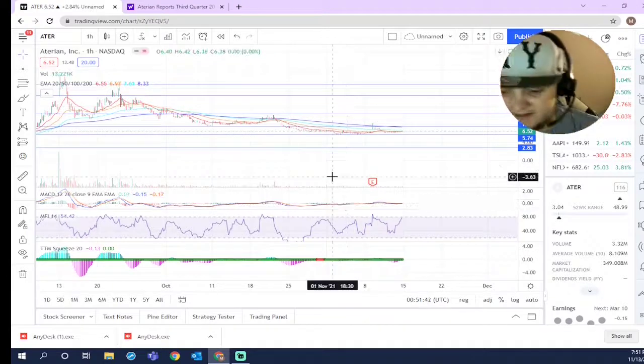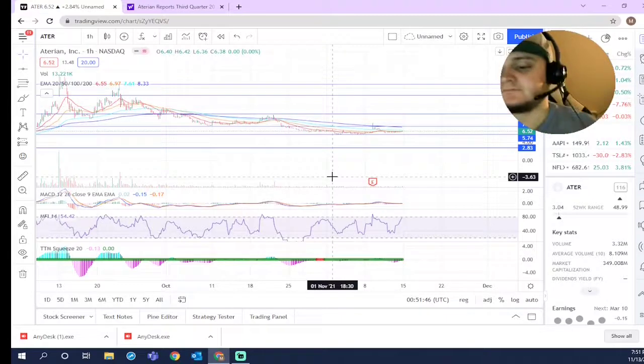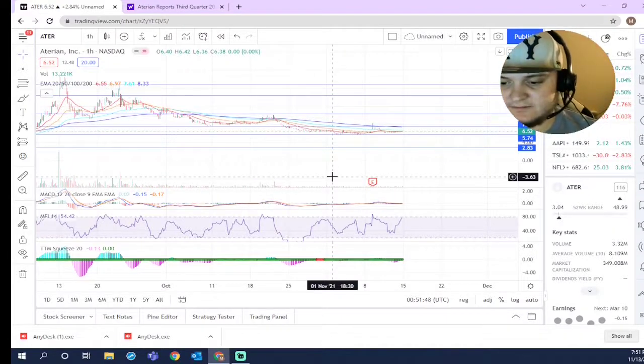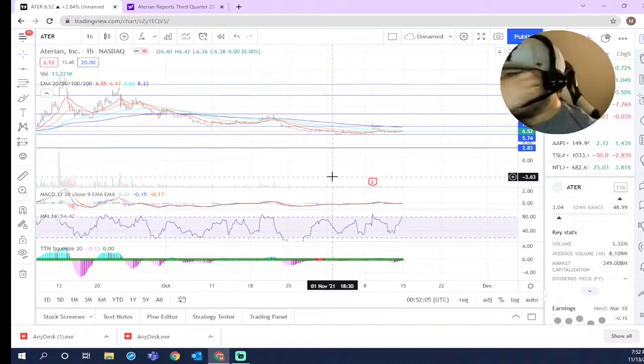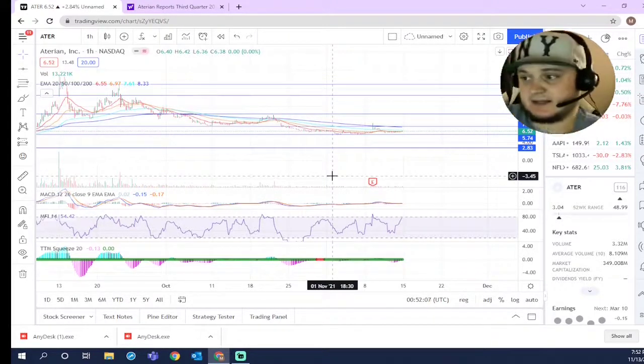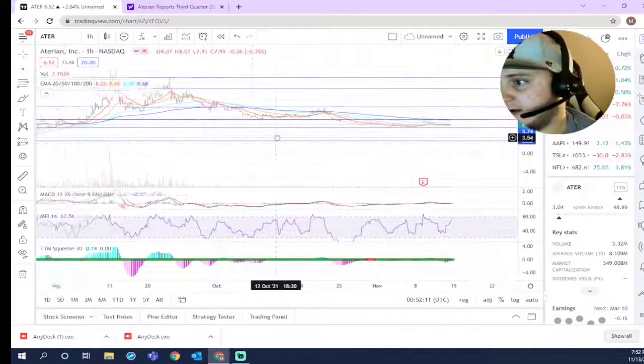Yeah, so 640s, 630s, 620s, anything pretty much sub $7 is the floor in my opinion. So I've been loading it. I've been loading everything under 7. Every day that I get day trades and the profits, I throw into ATER. I'm pretty bullish here on ATER.